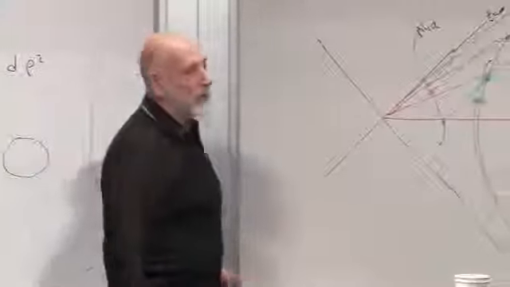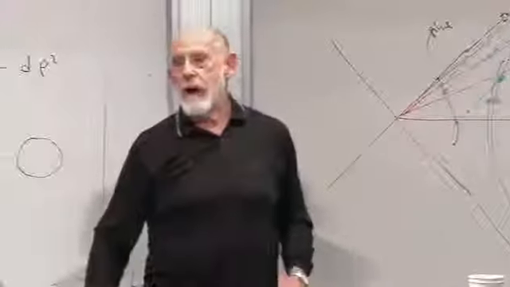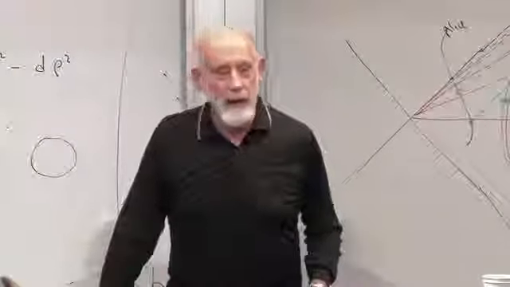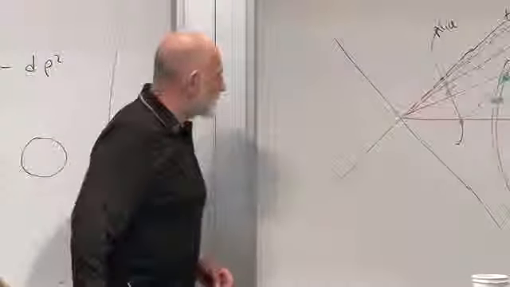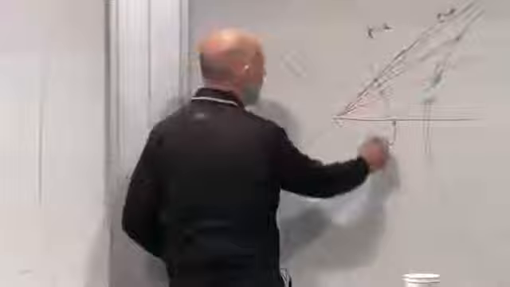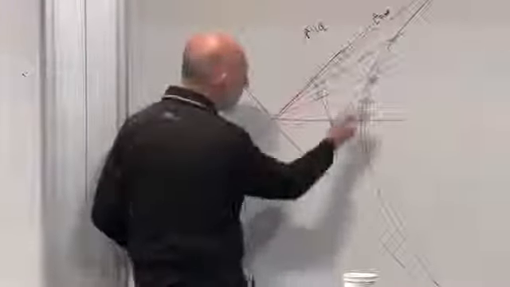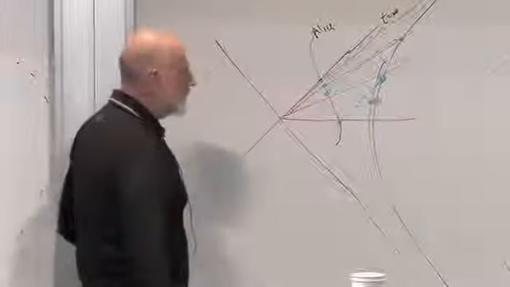People generally tend to think that that must mean that if Alice is watching Bob, she sees Bob speed up. But that's not the case. She does not see Bob speed up. Here's Alice over here, and she looks back at Bob, and she doesn't see anything very special.